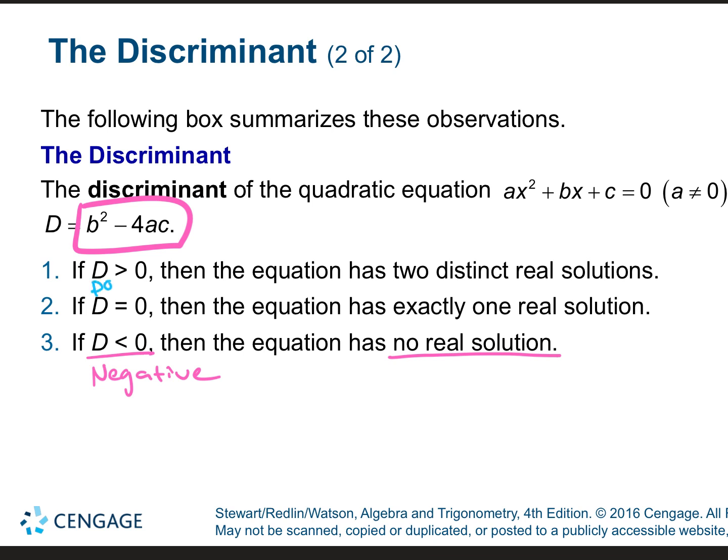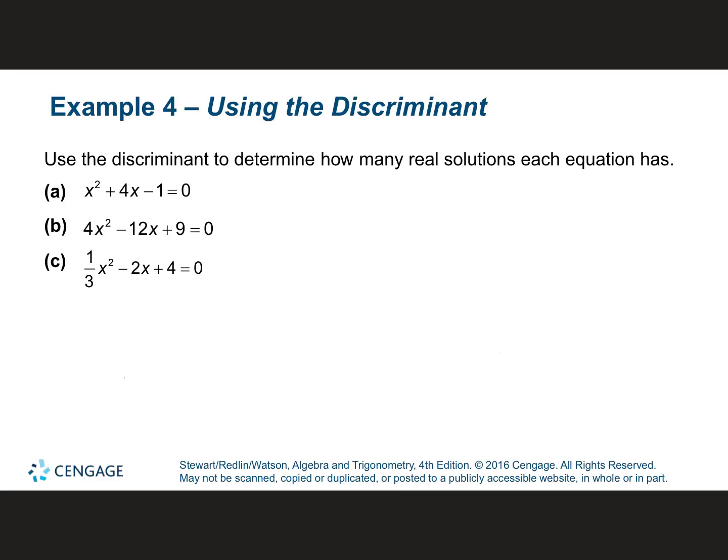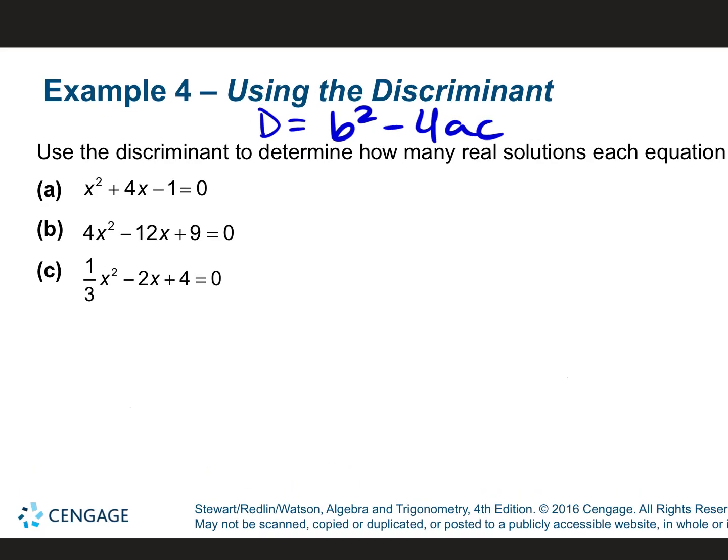If it is a positive number, you have 2 real solutions. And then if it's 0, you have 1. So in example 4, we're using the discriminant to determine how many real solutions each equation has. So our discriminant formula is b squared minus 4ac. We find our a, b, and c just like we did with the quadratic formula.